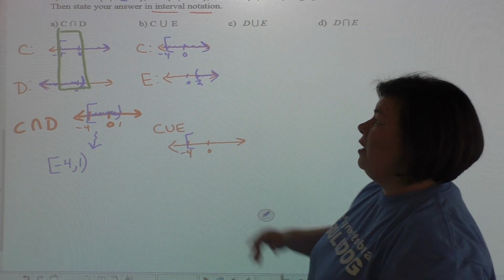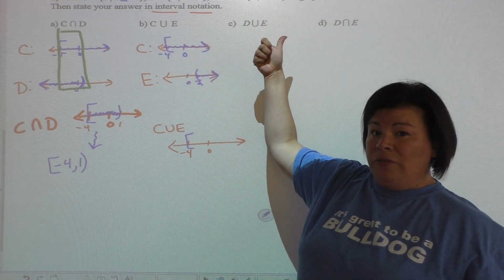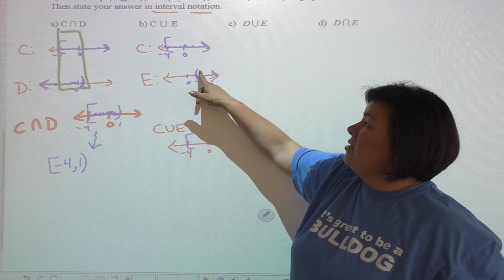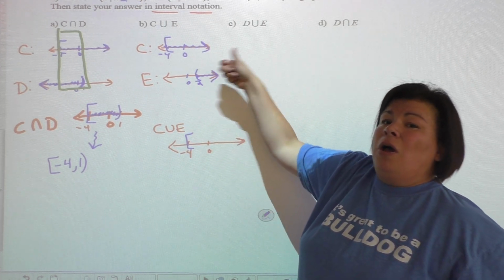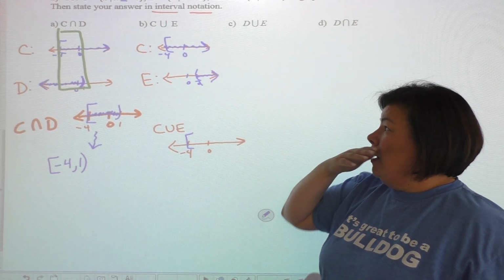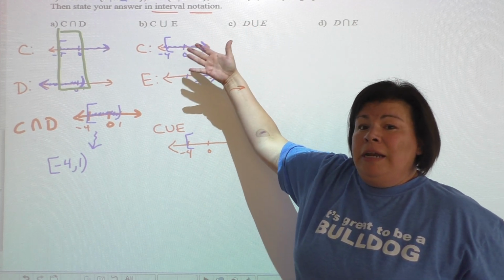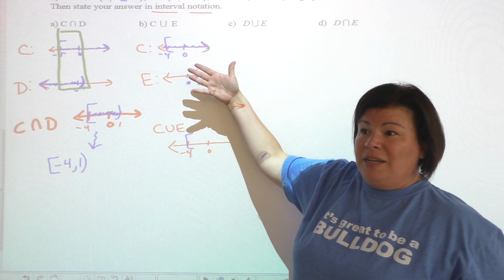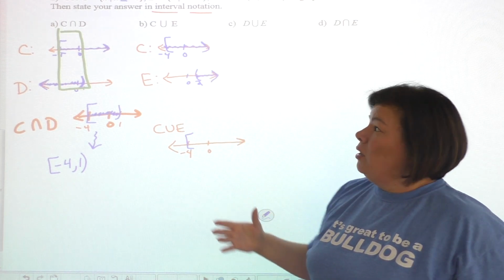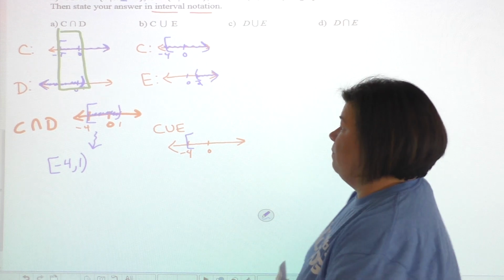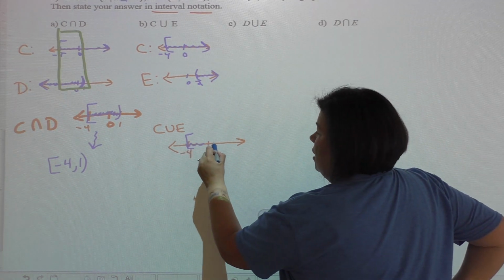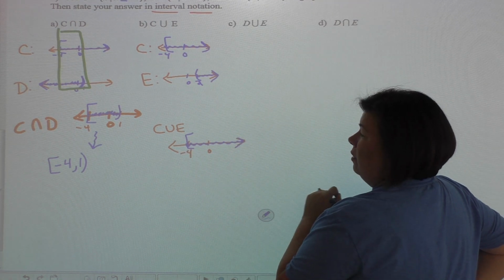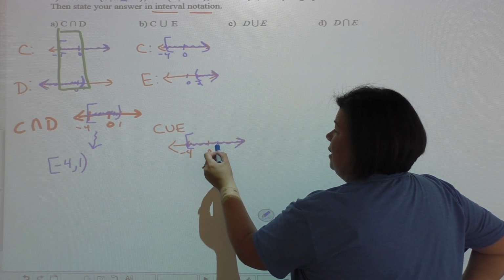So I have a closed interval there, and it goes all the way towards infinity. Set E starts at 2, but goes all the way towards infinity. Since uniting means bring together, I want both graphs together on one graph. So here is C's graph, and here is E's graph.